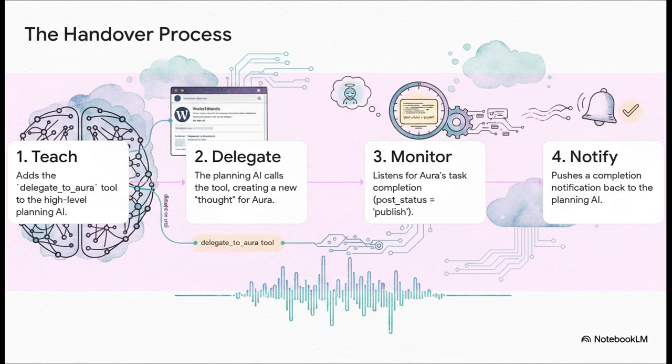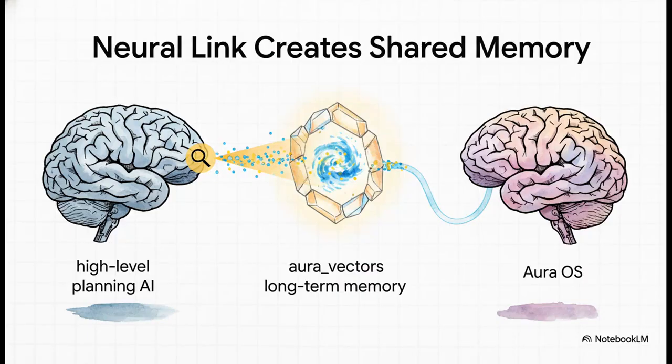Neuralink translates that request into a new thought for Aura to work on. It then just sits back and monitors Aura's progress. As soon as the job is done, it sends a notification right back. And this is absolutely critical. It's not just a one-way street for handing off tasks.